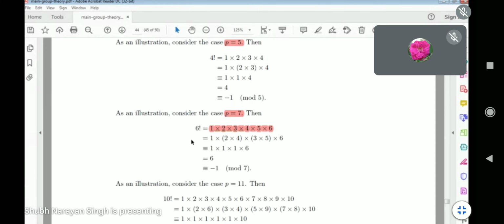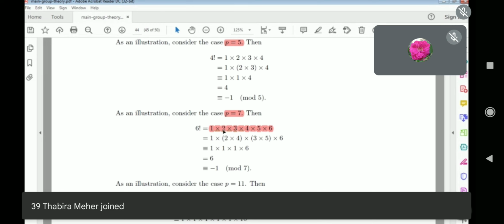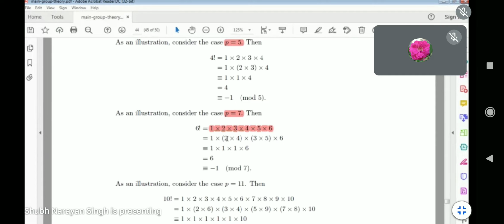What can be the inverse of 2 modulo 7? Anyone? 4, sir. You know that the inverse of 2 modulo 7 is 4, and conversely, what is the inverse of 4 modulo 7? 2, sir. So that's why I make those elements in this product which are inverse to each other. The 2 and 4 are inverse to each other in the modulo 7 system. That's why I make the group of 2 and 4, I put them side by side in this product.